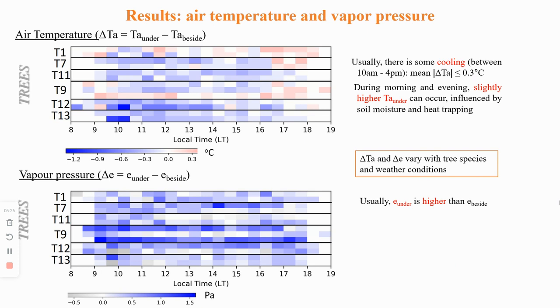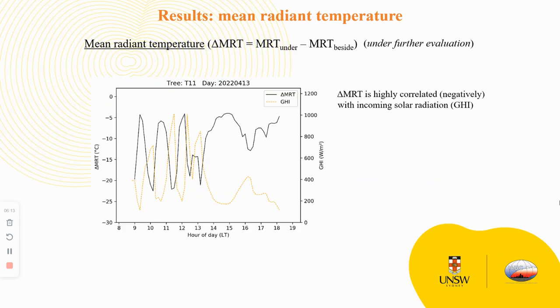Okay, some results. Each row here is for a tree in 30-minute segments. For T1, there were two passes over the course of the week. Blue shows reduction in air temperature, which is typically small, under the tree compared to beside the tree. The lower panel is vapor pressure, in hectopascals, and there's some increase in vapor pressure under the tree. Reductions in air temperature relative to beside the tree are typically small, averaging less than 0.3. In morning and evening, they can even be a little higher due to radiation trapping, long-wave radiation trapping.